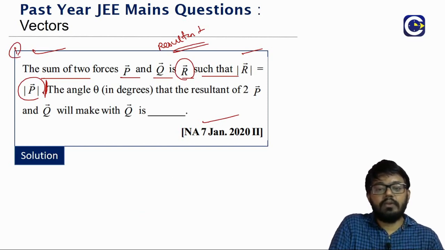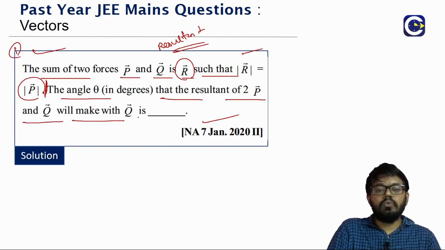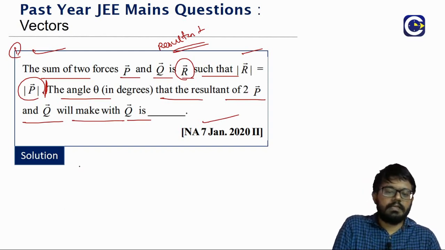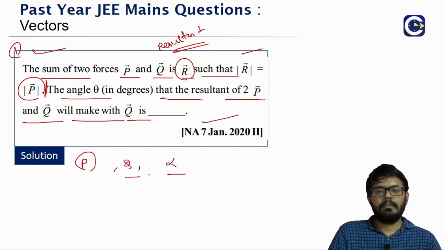Then what is it that we need to find? The angle theta that the resultant of 2P and Q will make with Q. Suppose here we have vector P, we have vector Q. Let's say the angle between them is alpha.